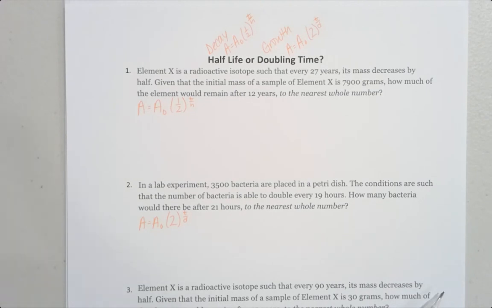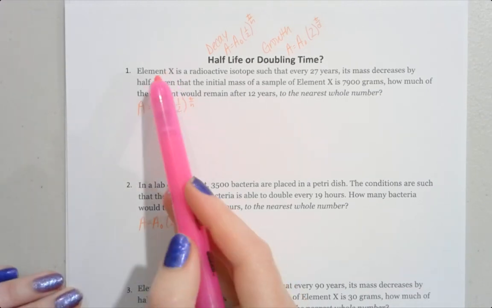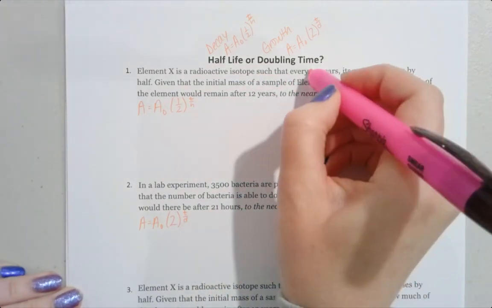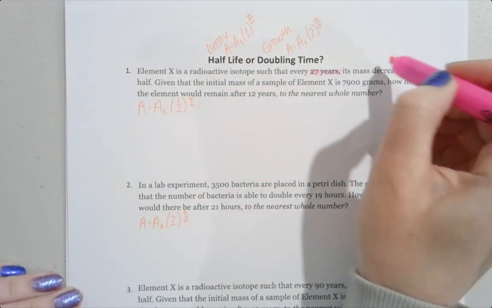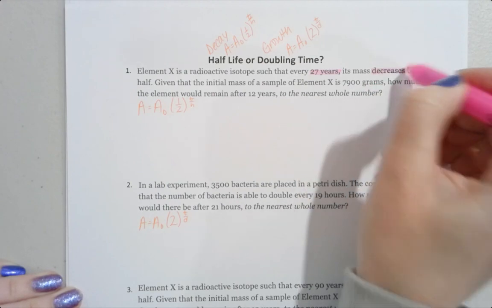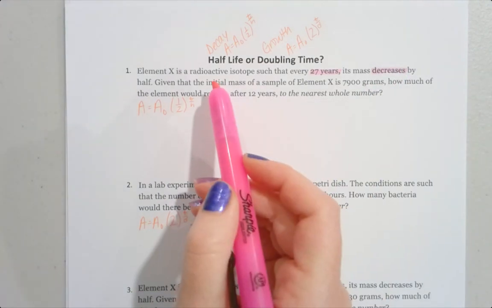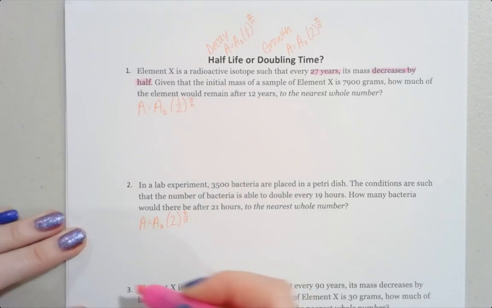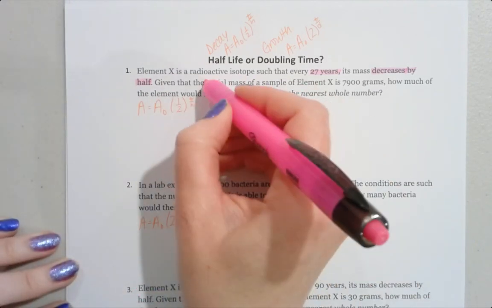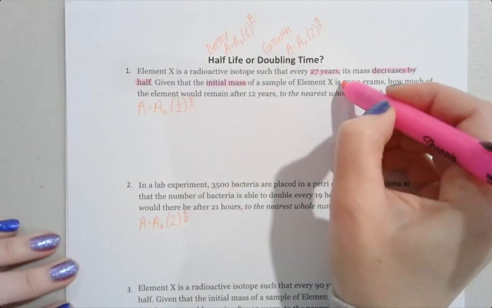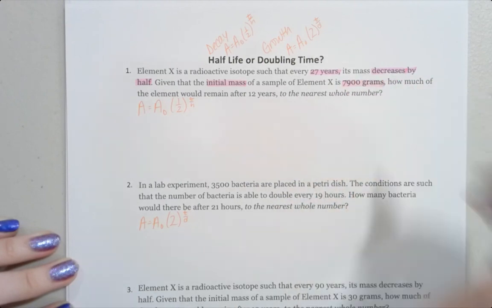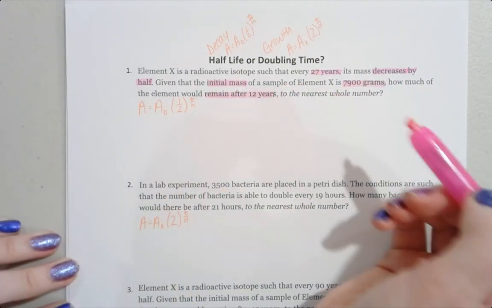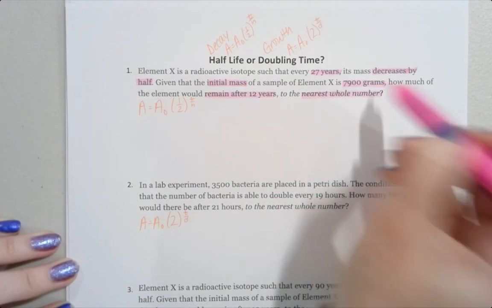And your trusty highlighter. So element X is a radioactive isotope such that every 27 years, its mass decreases. Okay, so already I know that I'm going to be dealing with half-life because I'm decreasing. But it says decreases by half. So that's half-life. Given that the initial mass of a sample of element X is 7,900 grams, how much of the element would remain after 12 years? We're going to round to the nearest whole number.